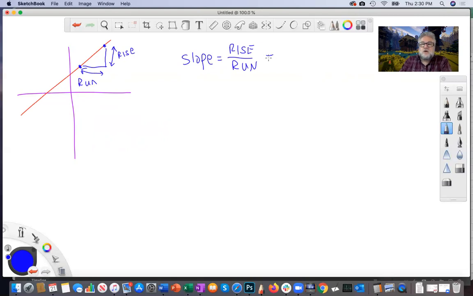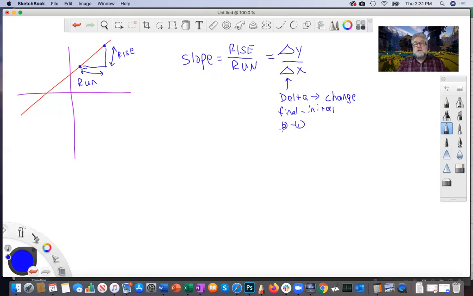I can also call it the change in y over the change in x. This is referred to as the Greek letter delta, and delta always means change. It might mean final minus initial. It might be 0.2 minus 0.1. It could mean a lot of things, but it means change, okay? So delta is change.